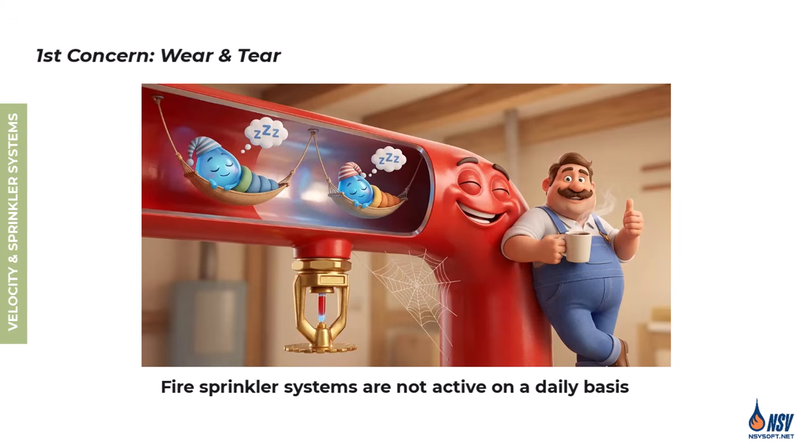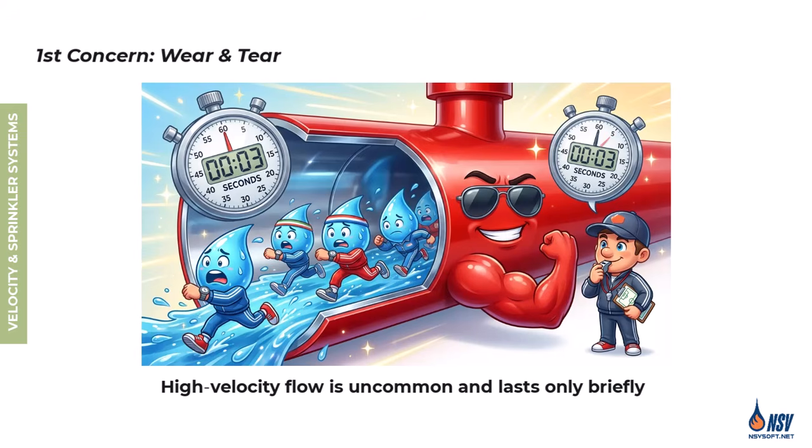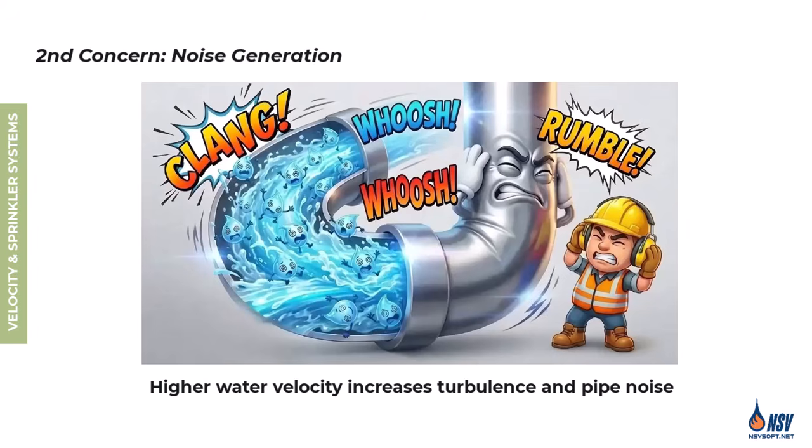In addition, the piping in a fire sprinkler system will rarely experience flows close to the calculated hydraulic demand. Even in the uncommon situations when such high-velocity flow does occur, it typically lasts only for a short period during a fire event or system test. Because of this limited duration, the flow is unlikely to have any meaningful effect on the service life of the piping. Therefore, wear and tear resulting from high water velocity is generally not considered a significant concern in the design of fire sprinkler systems. The second concern sometimes mentioned is noise caused by high-velocity flow.